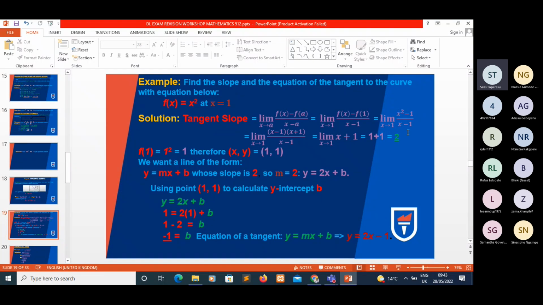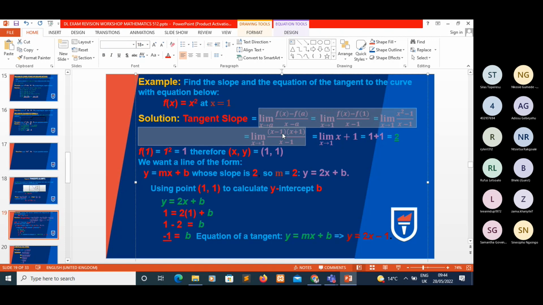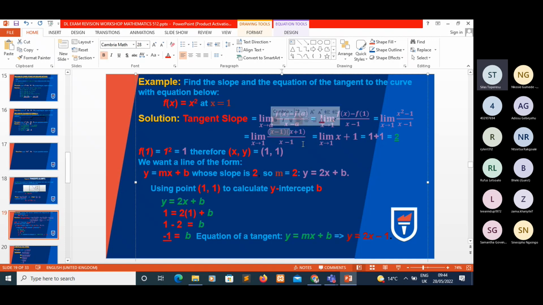When you are substituting, you get x squared minus 1 over x minus 1, and you can actually cancel here. You can factorise x squared minus 1, which becomes (x minus 1)(x plus 1). Then the top one and the bottom one cancel out, and you are left with x plus 1 only. So x plus 1, that is the one that you are left with.